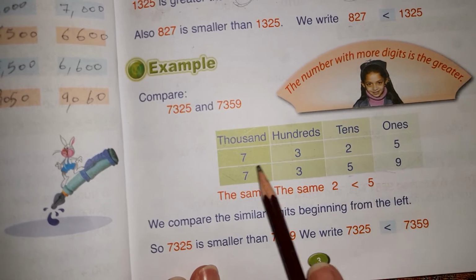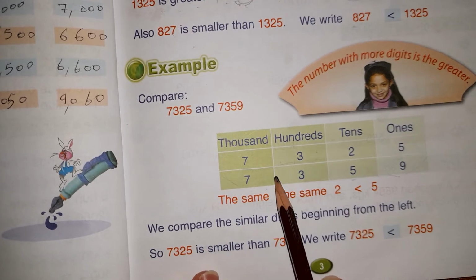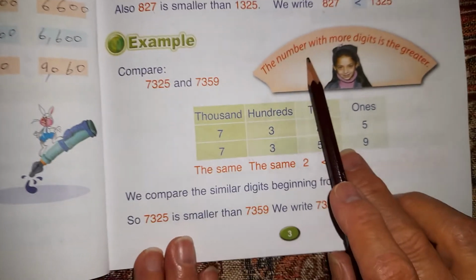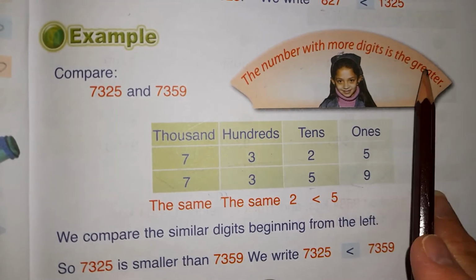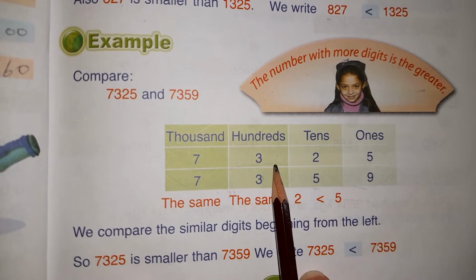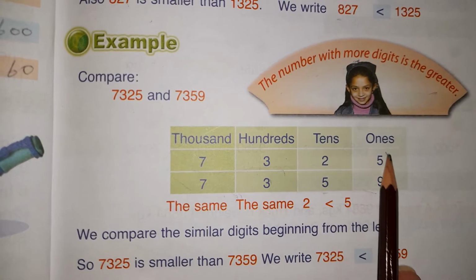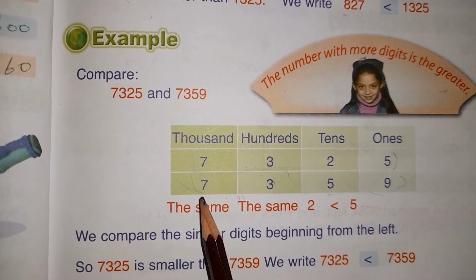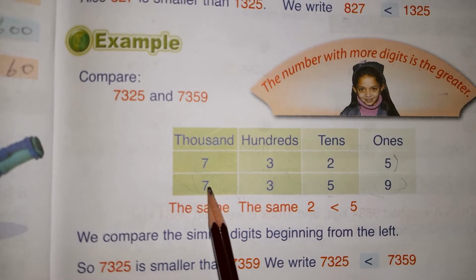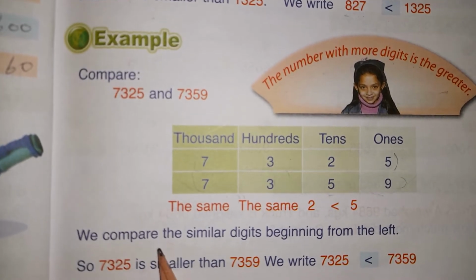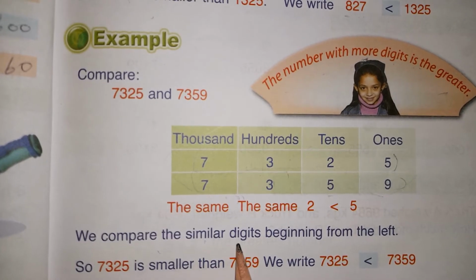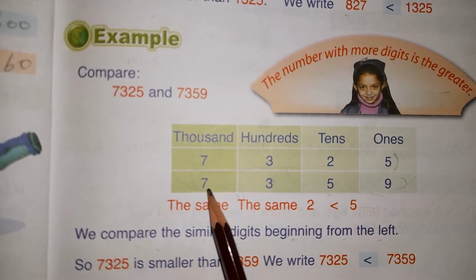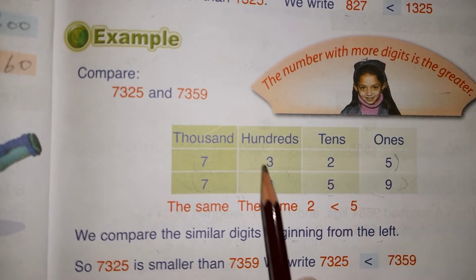7,359. Both of them have the same number of digits. The number with more digits is the greater, but in this one they have the same digits, 4 digits and 4 digits, so they reach the 1,000. So start comparing. 7 and 7 are equal. We compare the similar digits beginning from the left. This is the left: 7 and 7, 3 and 3, they are equal.